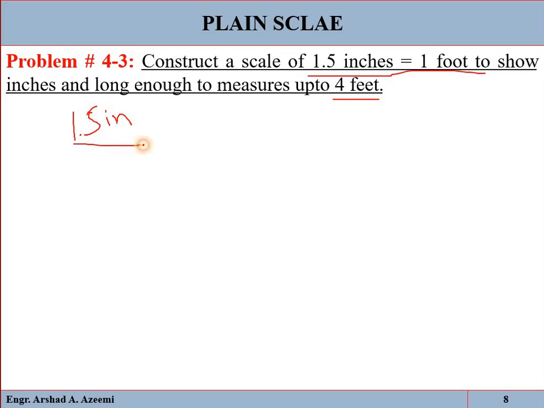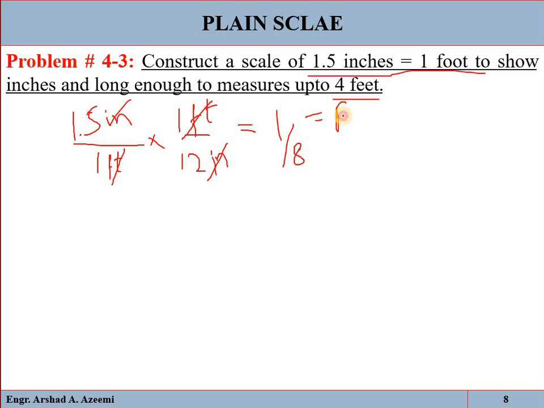So 1.5 inch in the drawing is equal to 1 feet in reality. So we know that in 1 feet we have 12 inches. Okay, so units will be cancelled with each other. 1.5 divided by 12, we will have 1/8. So this is the representative fraction.